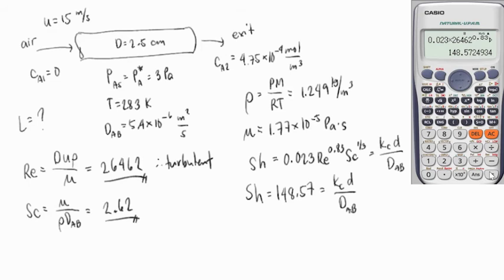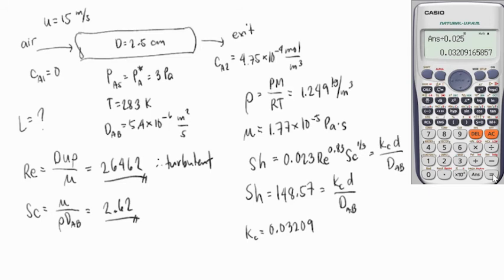From here, we can determine the mass transfer coefficient Kc. So we simply multiply the Sherwood number with the diffusivity, that is 5.4 times 10 raised to negative 6 square meters per second, and then divide that by the diameter of the tube. The diameter of the tube is 2.5 centimeters or 0.025 meters. Our mass transfer coefficient is equal to 0.03209.